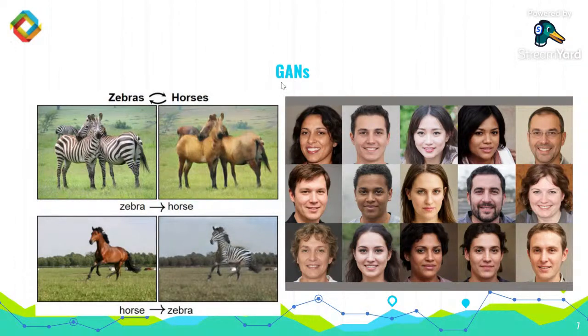And another example is, you see on the right side we have a bunch of faces which look absolutely real to all of us, but the fact is none of these people actually exist because all these images were created by machines. And the fact that computers can create such realistic figures is itself mind blowing.